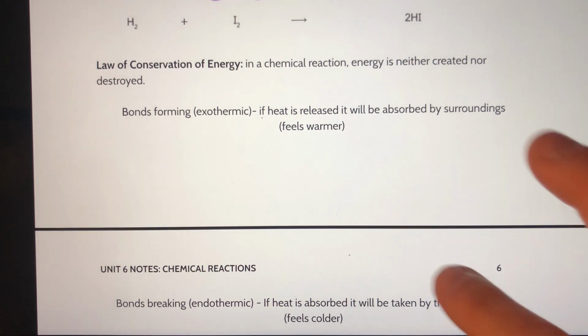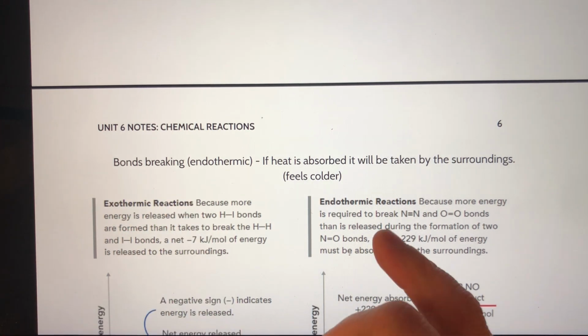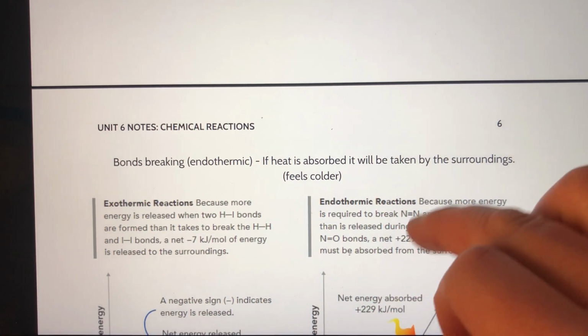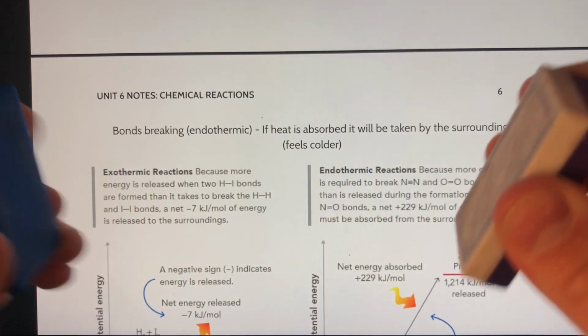In the next example, we have bonds breaking, which is endothermic. If heat is absorbed, it will be taken from the surroundings and feel cooler. So when we mix ammonium nitrate and barium hydroxide, these two solids, and we shake them together to create that reaction, what was happening is more bonds were breaking than forming.